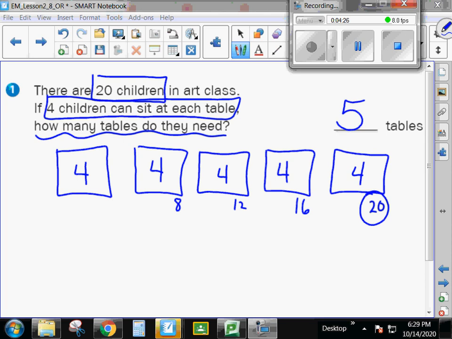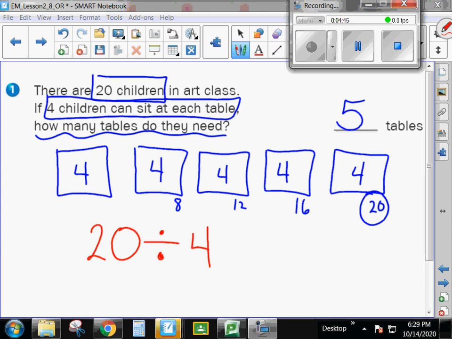All right, here's the number model that goes with this problem. You are taking 20 kids. And what were you doing with those 20 kids? You were dividing them up, weren't you? You were dividing them up and putting 4 at each table. So you were making groups of 4 with them.